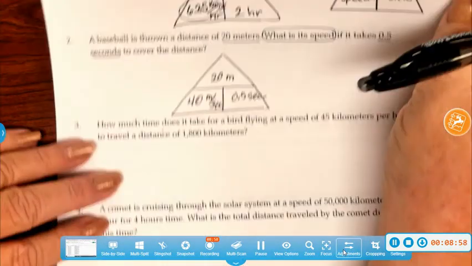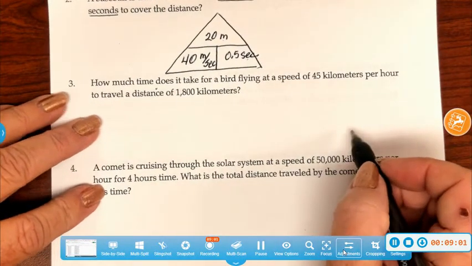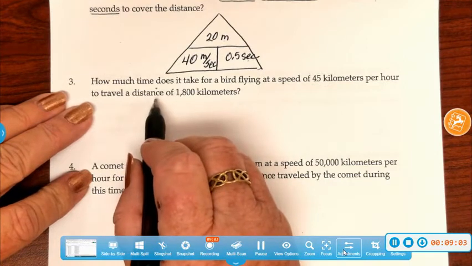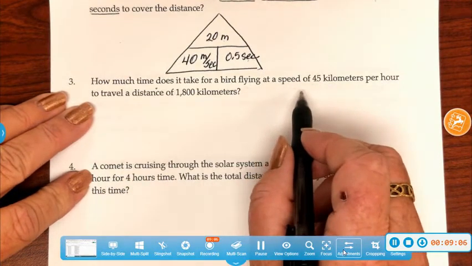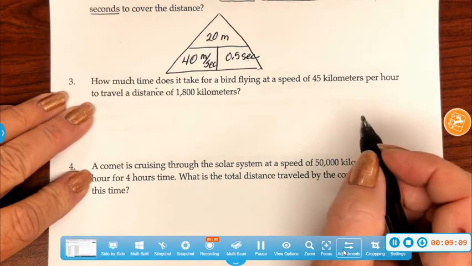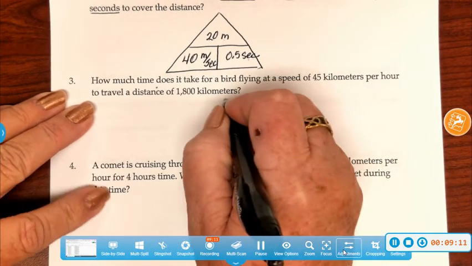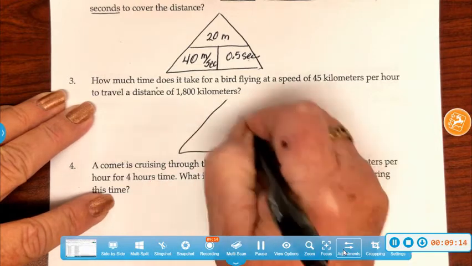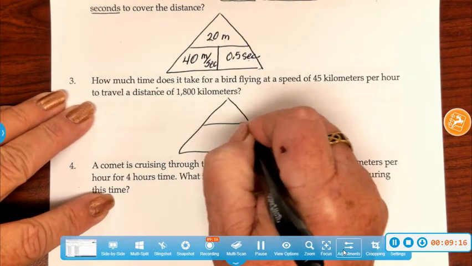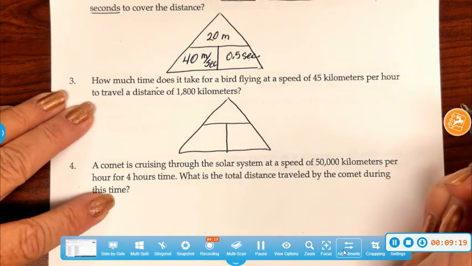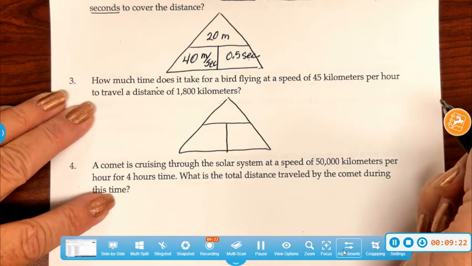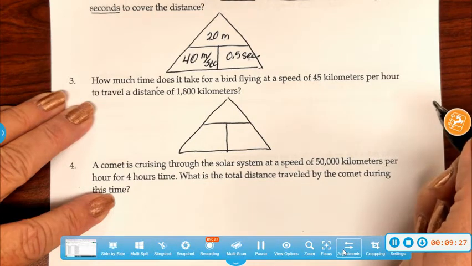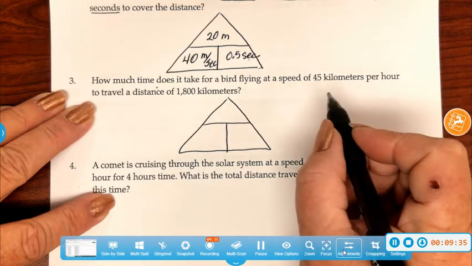Let's try one where we're not calculating speed now. Number 3: how much time does it take for a bird flying at a speed of 45 kilometers per hour to travel a distance of 1,800 kilometers? 4 hours. How did you get that? I divided my distance by my speed, which when I was doing the math came out to 4. So I got 4 hours.